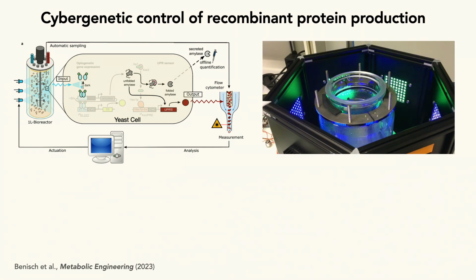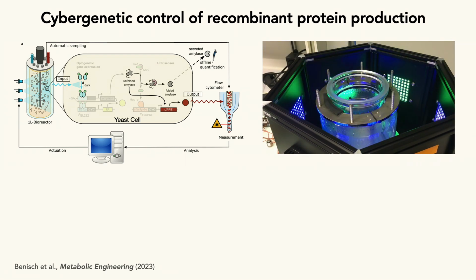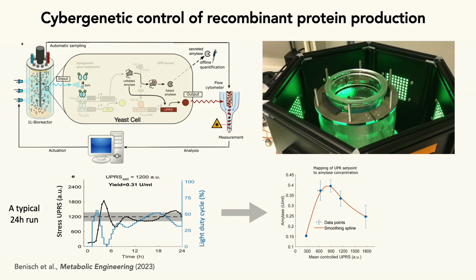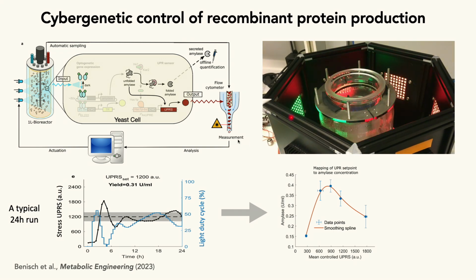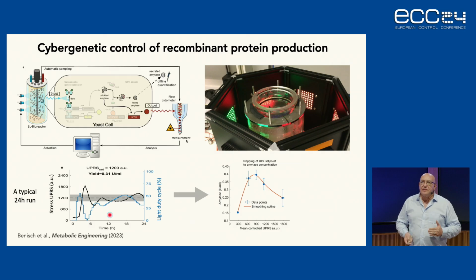The bioreactor we built looks like this, and you can see various LEDs you can shine on the cells in real time. This is what one of the runs looks like. You can have a different set point for the stress level you'd like to see, and then the feedback controller, in this case a very simple PID controller, does the regulation. You could do that for different stress levels.